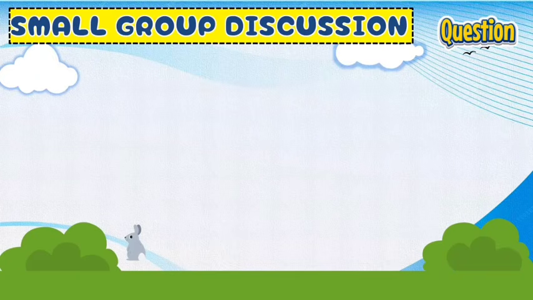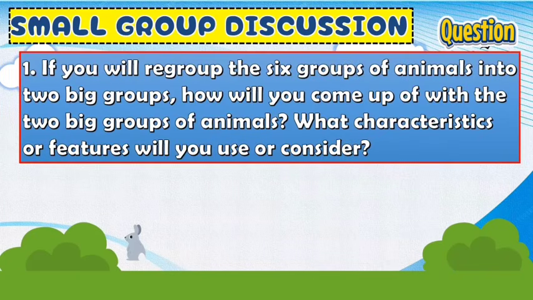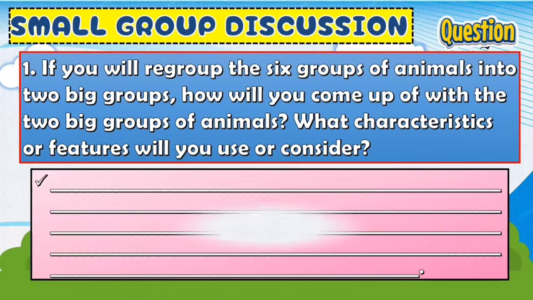So question number 1, if you will regroup the 6 groups of animals into 2 big groups, how will you come up with the two big groups of animals? What characteristics or features will you use or consider?